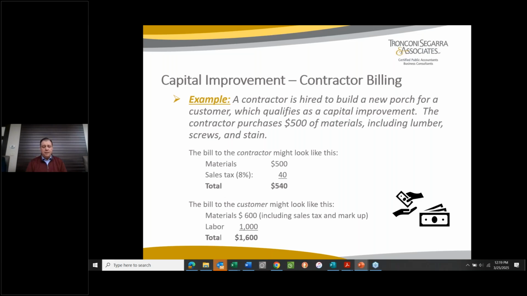Then when the contractor turns around and bills his customer, he's going to charge $600 for the materials, including the sales tax and a nice little markup on it, and then $1,000 for the labor. So the invoice to the customer who provided the ST-124 is going to be $1,600. So we passed along that sales tax that we paid on the materials as part of our expense on the project to the customer. We don't bill any additional sales tax in the case of a capital improvement.